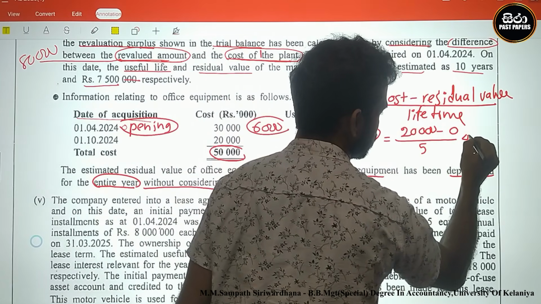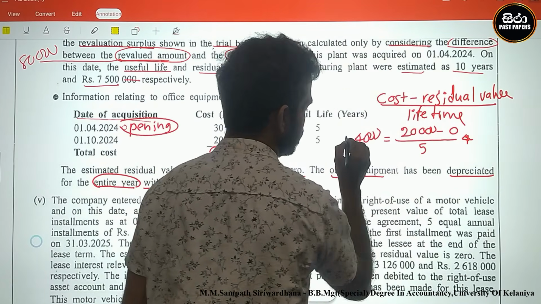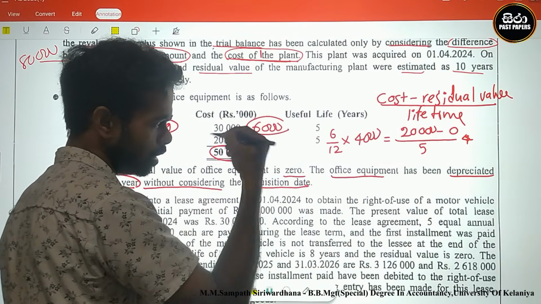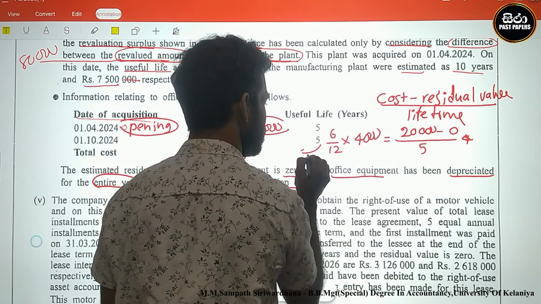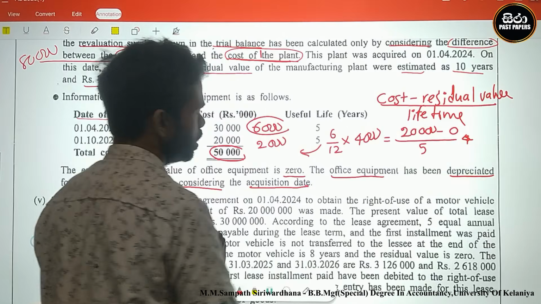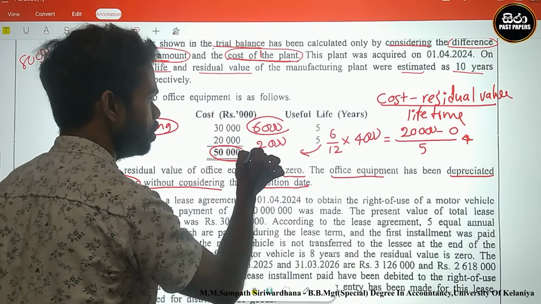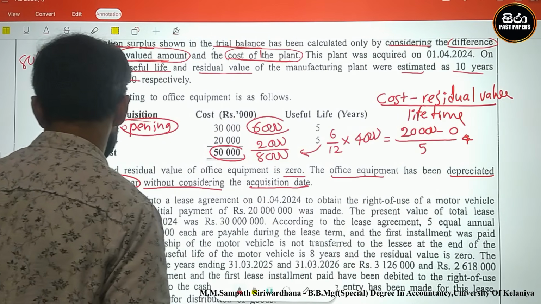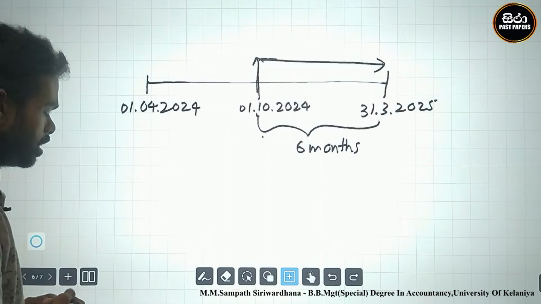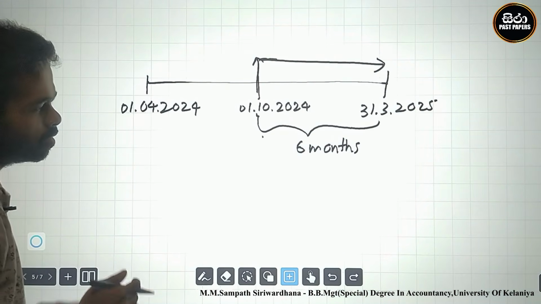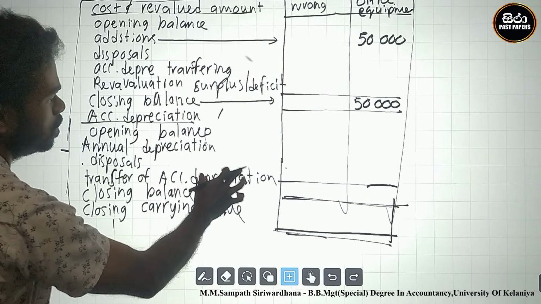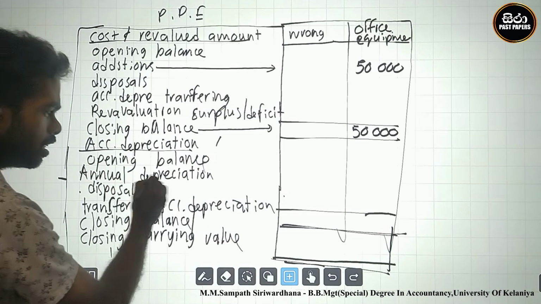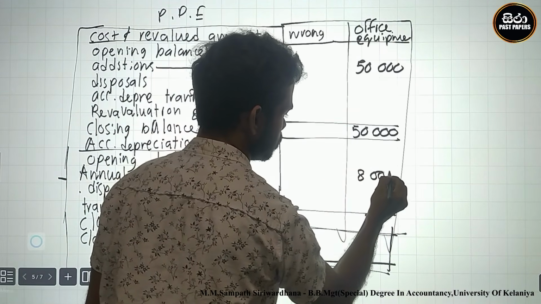Therefore, 4,000 divided by 12 multiplied by 6 months. The answer is 2,000. After that, we can calculate the correct annual depreciation, which is 8,000. Therefore, we must consider the 8,000 annual depreciation for the note. Look here, this is the office equipment note. Using this, the correct annual depreciation of office equipment is 8,000.